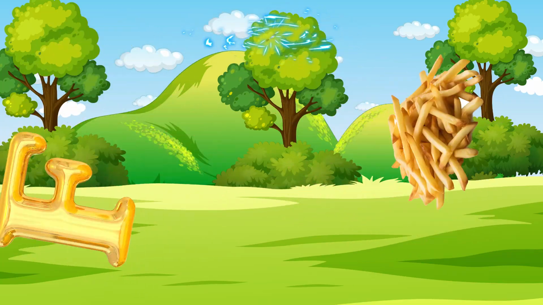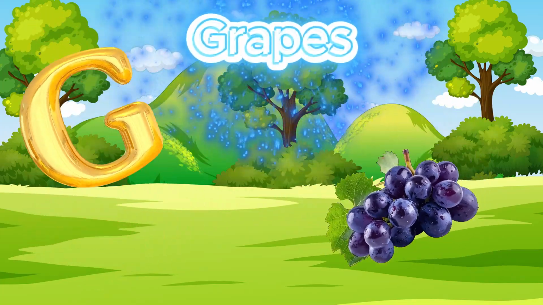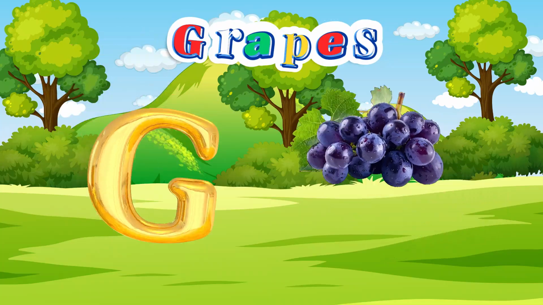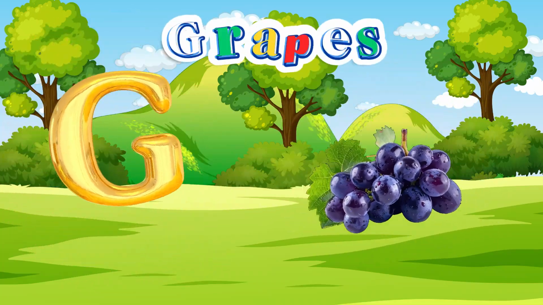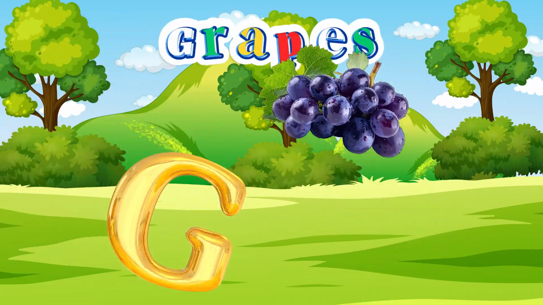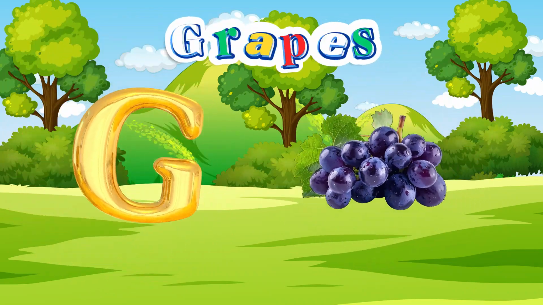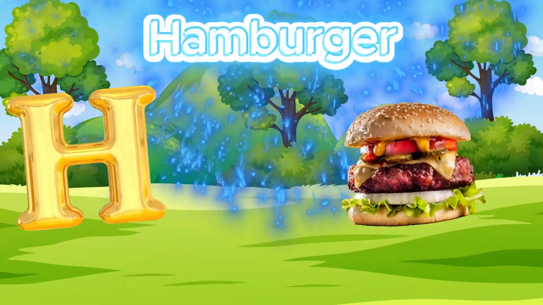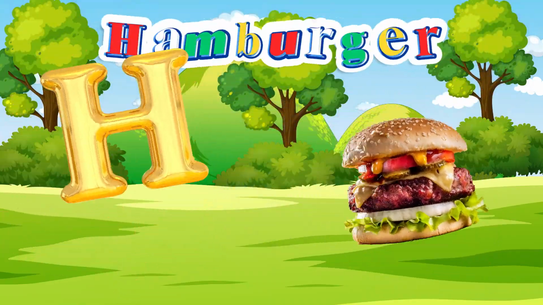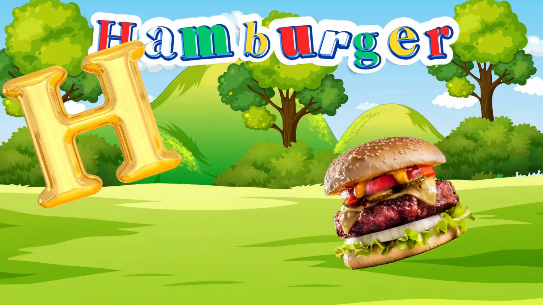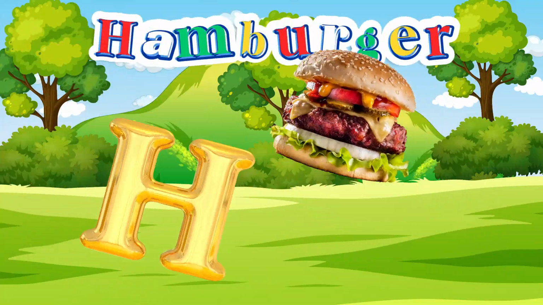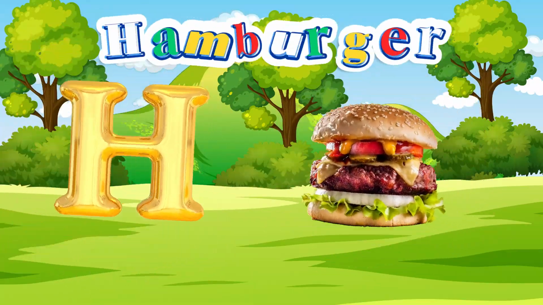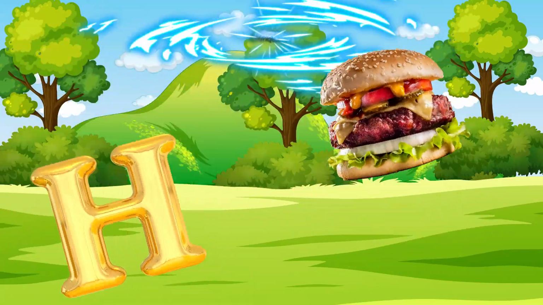F is for fries. G is for grapes, G, grapes. Purple grapes. G is for grapes. H is for hamburger, H, hamburger. Big hamburger. H is for hamburger.